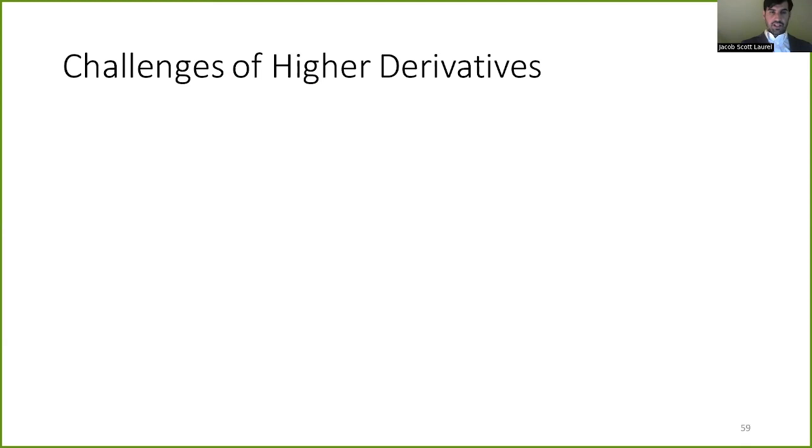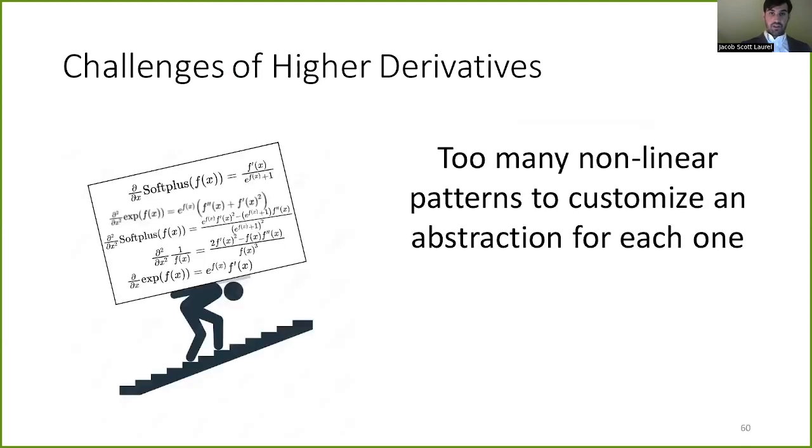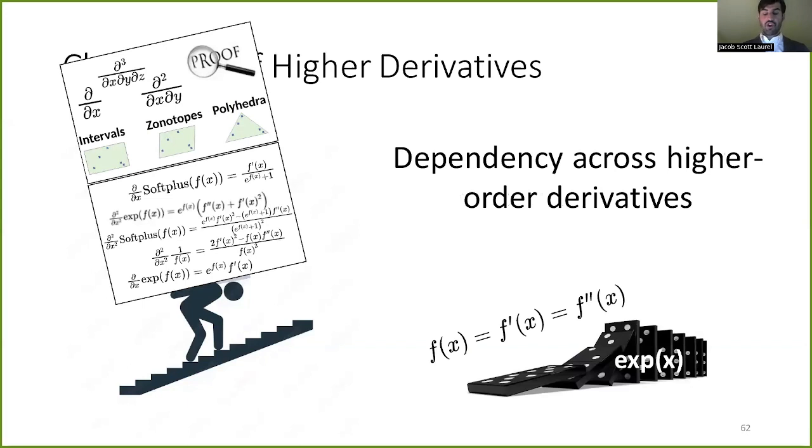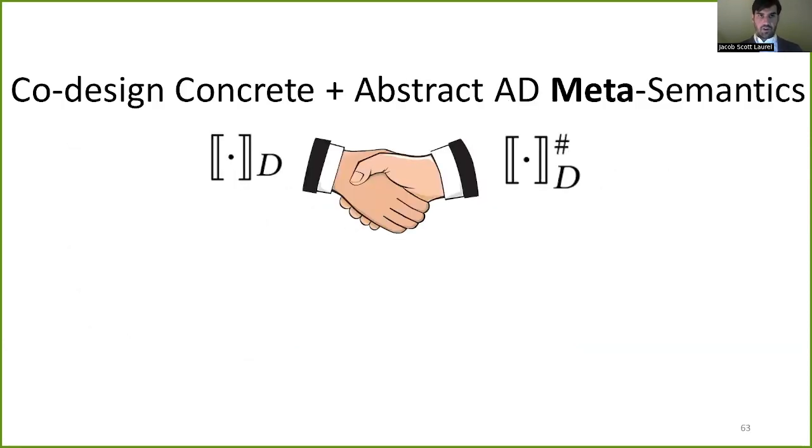Well, it's not super easy because here are the challenges. First off, there are way too many nonlinear patterns to try to customize an abstraction for each one. That would be incredibly cumbersome for the abstraction designer. It would also be very tedious to try to reprove soundness for each order of derivative or each abstract domain one wishes to use. And furthermore, there's a strong dependency across higher order derivatives, the exponential function being a great example. Our solution is to co-design a concrete and abstract automatic differentiation metasemantics.